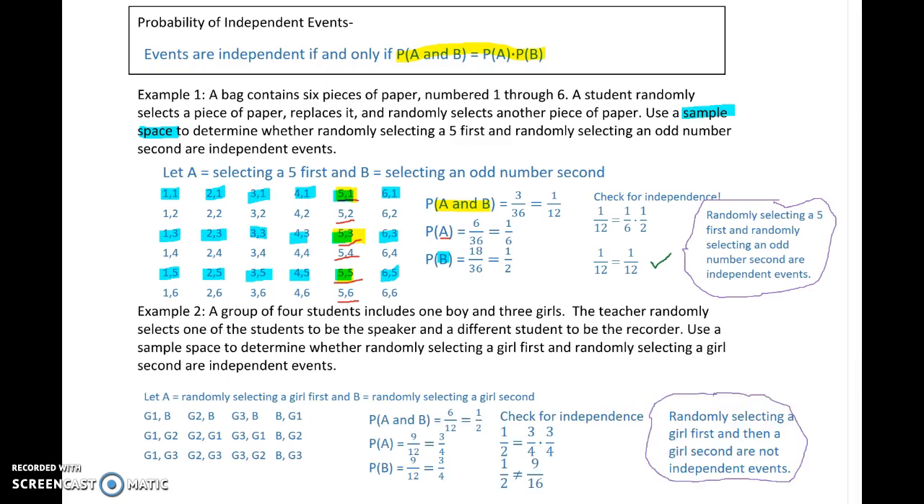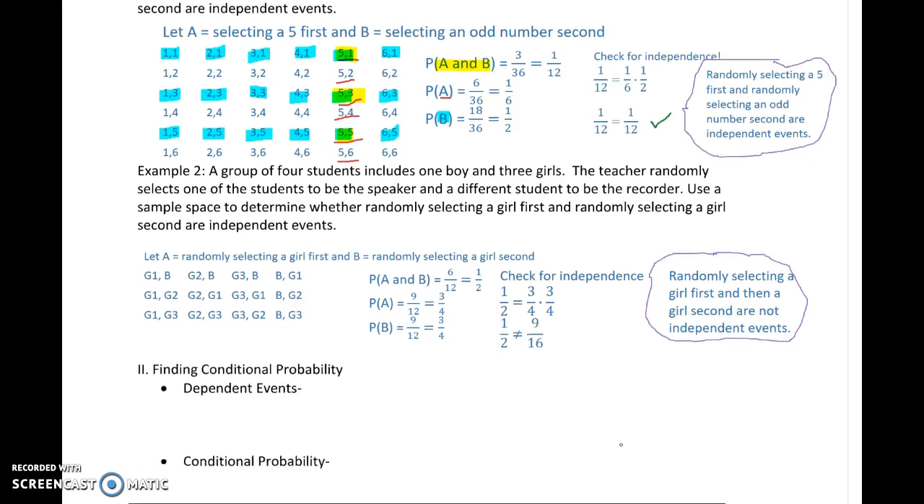All right, well, hopefully you got not independent, and as always, check my math, but I do want to see all of this work. I want to see you show me how to calculate the probabilities, and the check for independence, and also your final conclusion, your final deduction. So here they are not independent because you see the product doesn't equal the probability of A and B. Okay, so those are independent events.